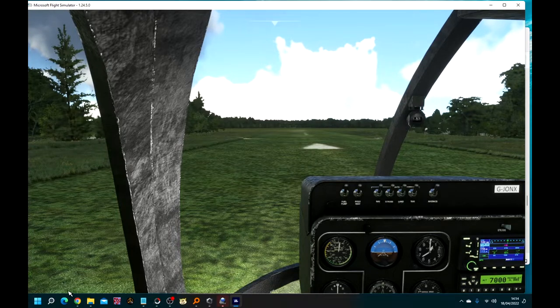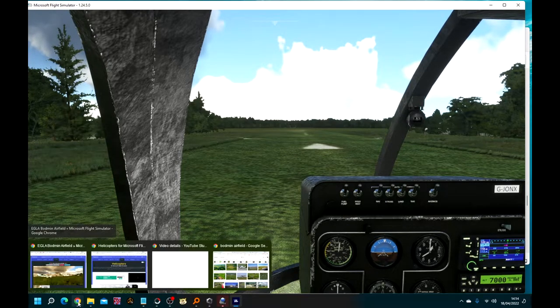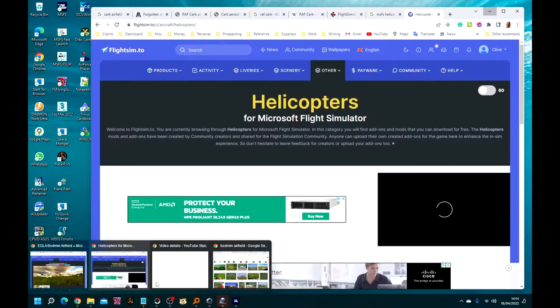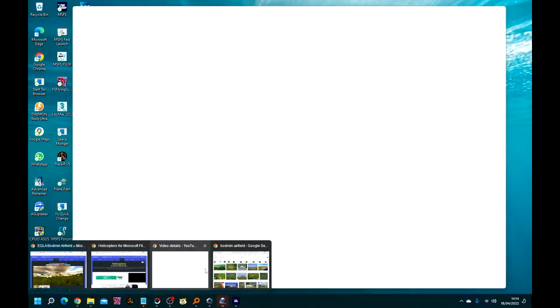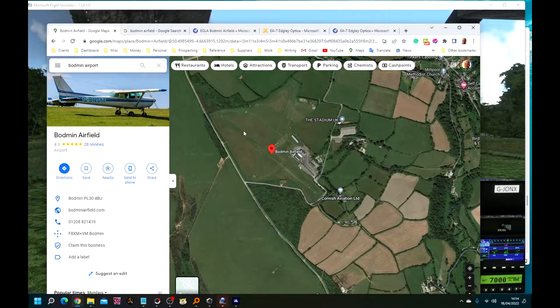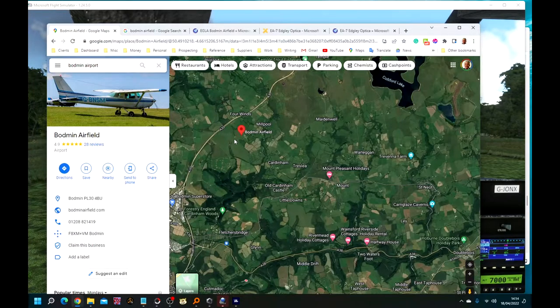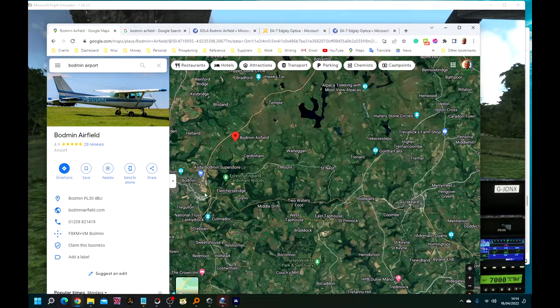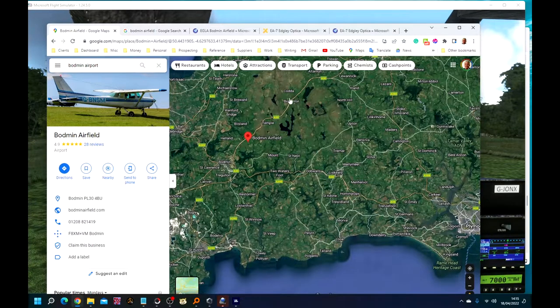Where is Bodmin for anybody who isn't local? So this is Bodmin Airfield. It sits between the town of Bodmin, southwest, and Bodmin Moor.